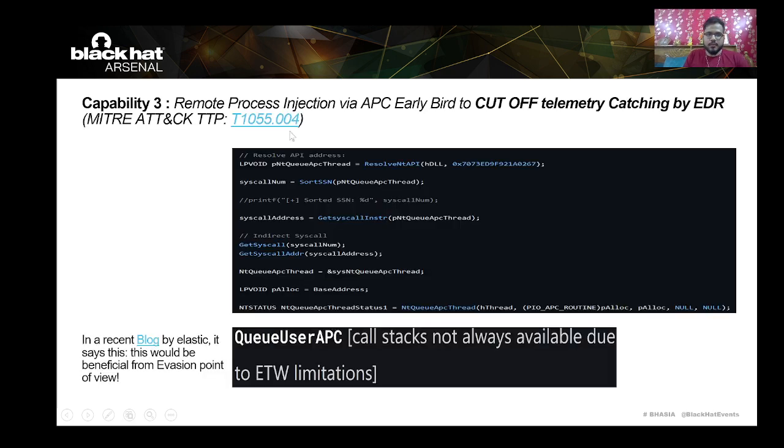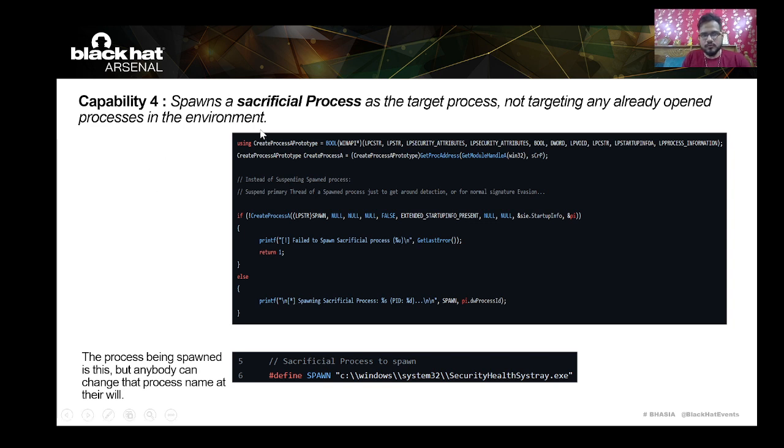So now the third capability, remote process injection by APC Early Bird. So I actually used a particular NT API called NtQueueApcThread. I recently found a blog by Elastic where it says the QueueUserAPC call stack is not always available due to ETW limitation. So that means usage of this particular API would be beneficial for us from an evasion point of view.